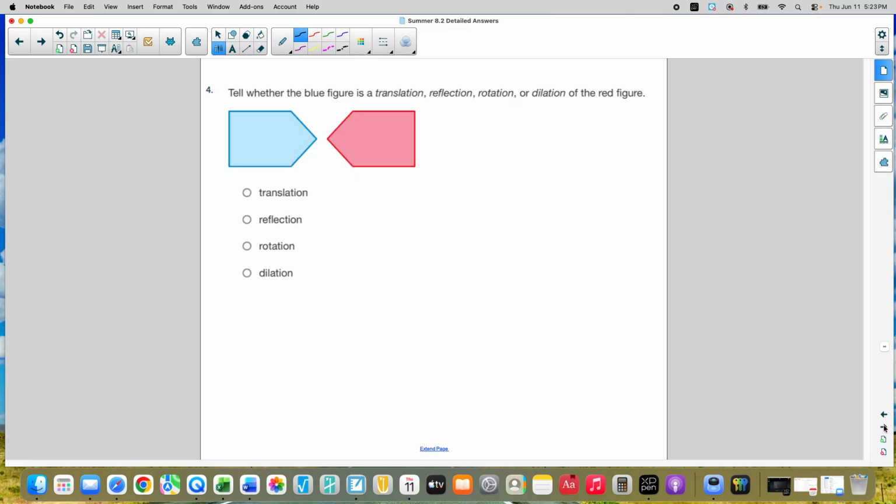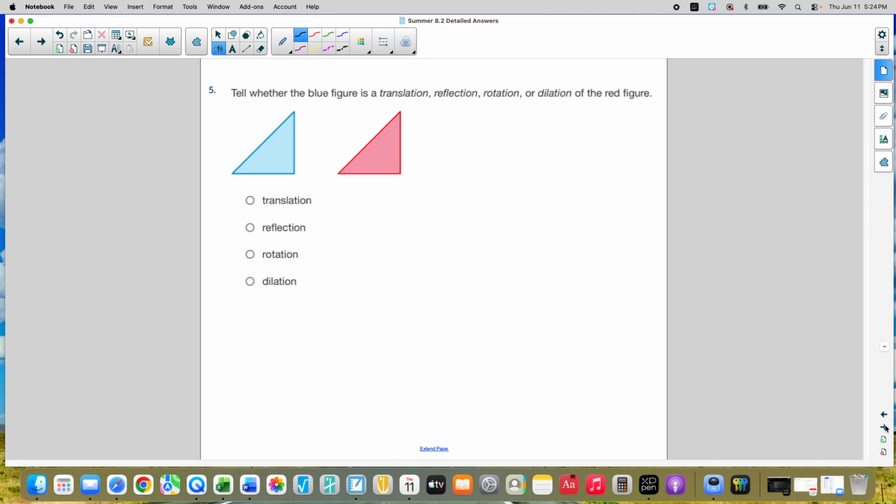Tell whether the blue figure is a translation or reflection or rotation. This is a reflection over this axis. So that would be your axis, and the blue figure reflected over this line of symmetry. And so this would be considered a reflection. Tell whether the blue figure is a translation. It's a translation because it slid over to the right there.